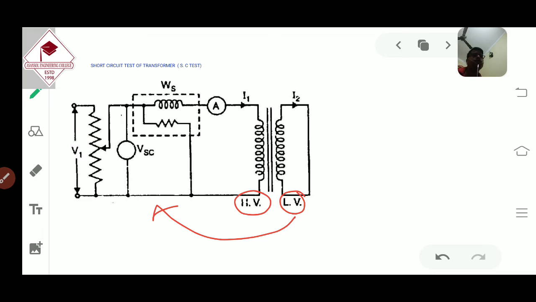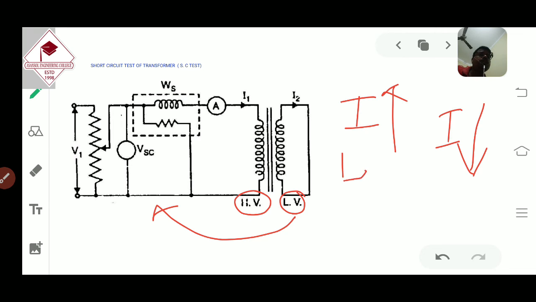So first of all, we have already understood that in the low voltage winding more current flows, and in the high voltage winding the value of current is low. That we know. This is for low voltage winding and this is for high voltage winding. So if you connect the low voltage side to the primary, already a high current is flowing in this ammeter, right? High current means rated current. So the rated current for the low voltage winding will be more than the rated current of the high voltage winding.